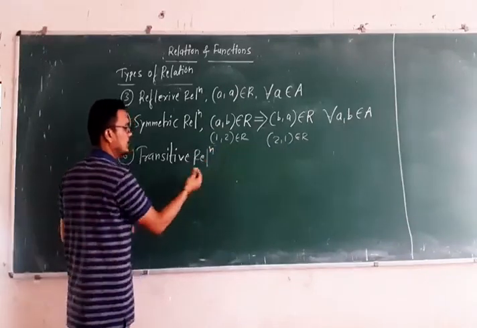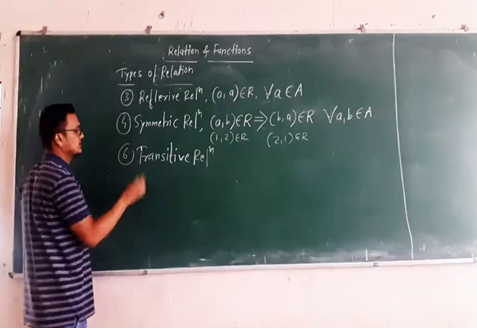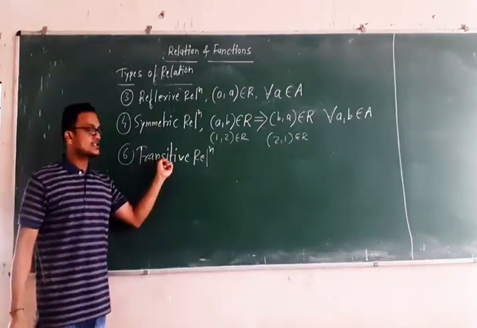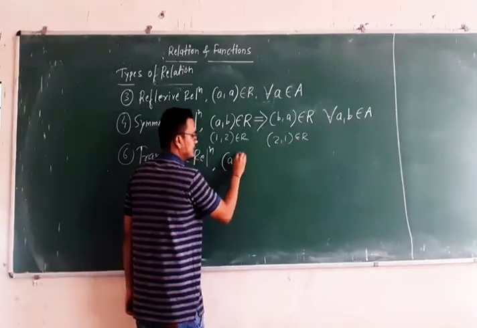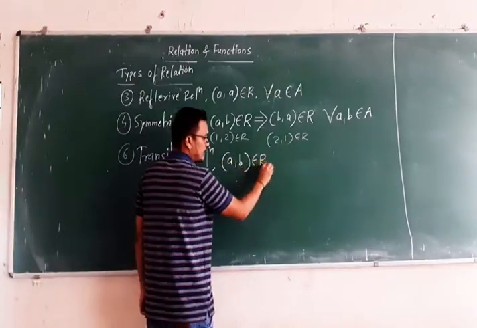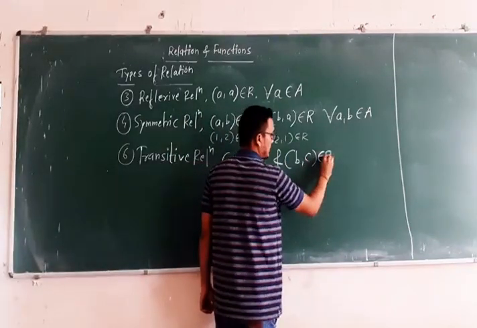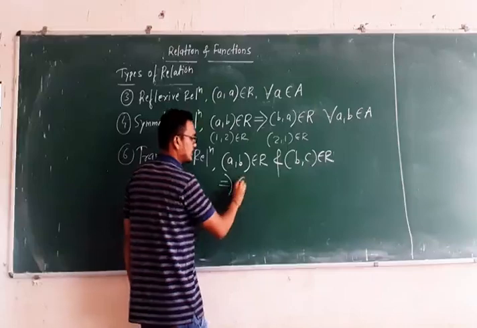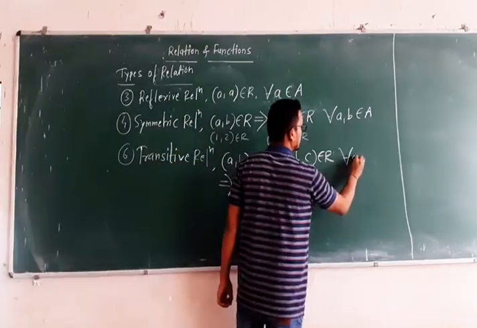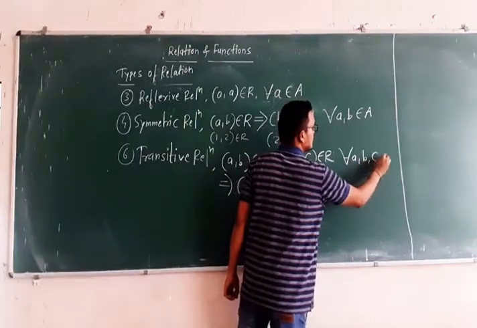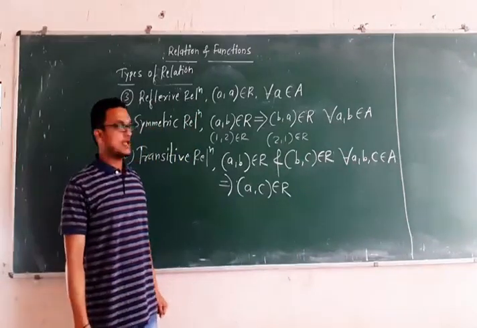Transitive relation. Now, how is a transitive relation defined? If (A, B) belongs to R and (B, C) belongs to R, that implies (A, C) belongs to R, for all A, B, C present in set A.